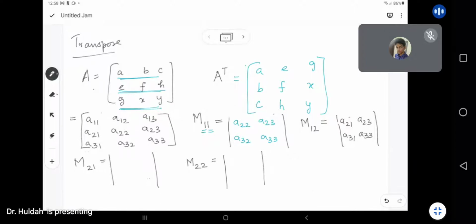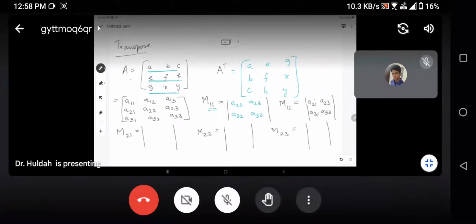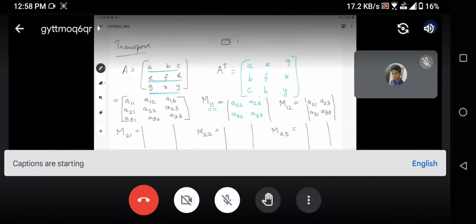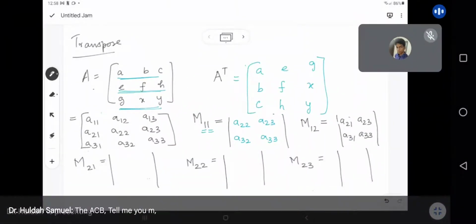And Vaishnavi, are you there, ma'am? You will tell me the minor of M23. Okay? Kishore, are you there? Sibi? Yes, ma'am. Sibi, tell me M21, the minor of 21.